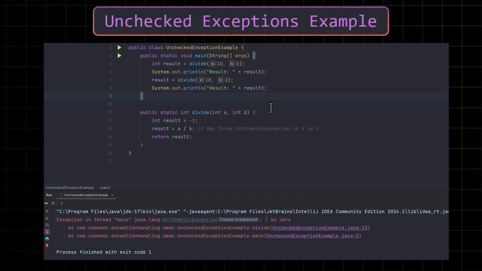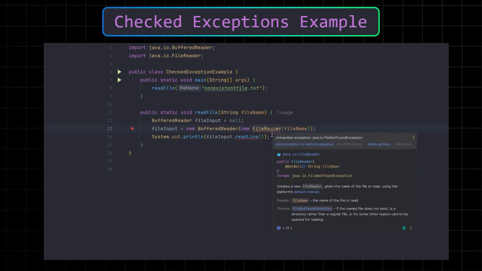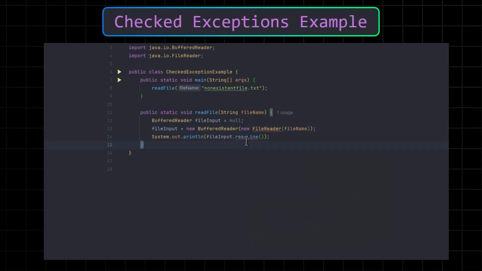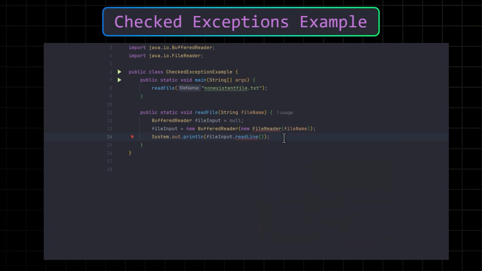Now let's look at an example of checked exception. In this code, we have the read file method. In this method, we have two compilation errors. First, here the file reader actually throws a file not found exception, which we are not handling, and then the readline method, which throws the IO exception, which we are not handling in this code. And both of these are checked exceptions, and that is why it is not compiling. So let's fix this code.